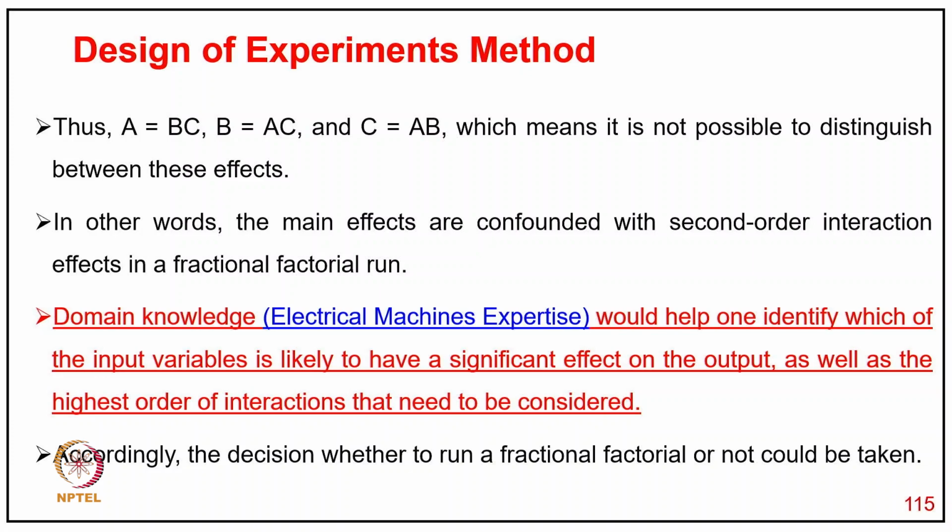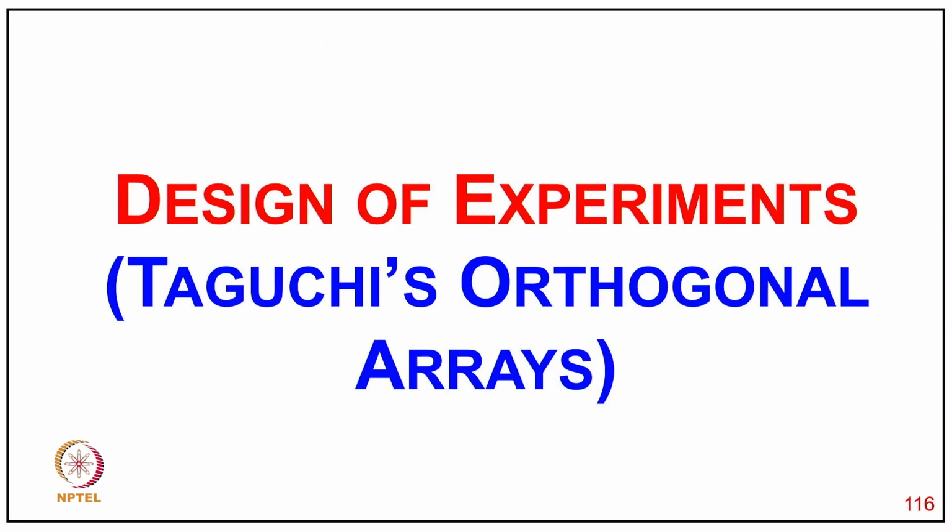Typically, electrical machine expertise will help one identify which input variable is likely to have a significant effect on the output, as well as the highest order of interaction that needs to be considered, and accordingly the decision whether to run a fractional factorial or not could be taken.